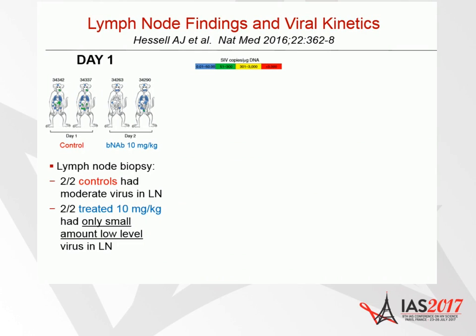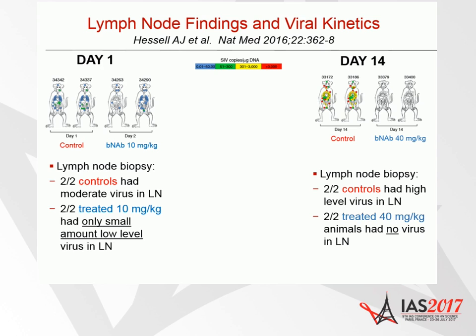So let's look at the lymph node findings. At day 1, let me just point out, the blue is low-level SHIV, the green is moderate, the yellow is high-level, and the red is very high-level SHIV. So if we look at the 2 control animals, you can see that they both had moderate virus in their lymph nodes by day 1. If you look at the 2 treated 10 milligram per kilogram animals, you see there were very low amounts of virus present, and 1 animal had practically no virus.